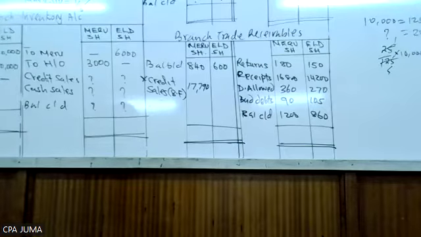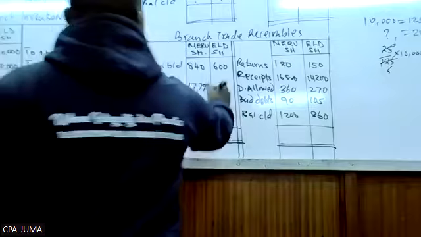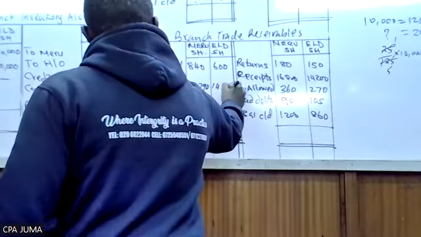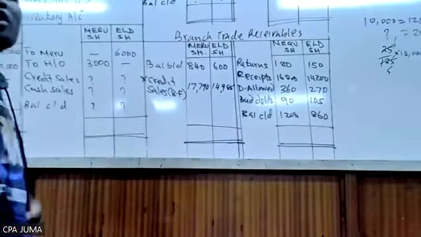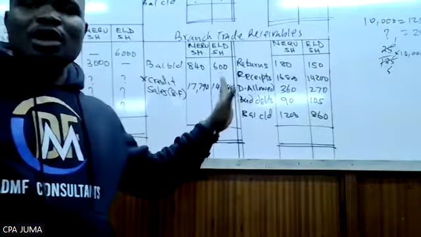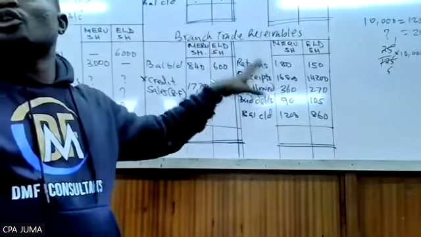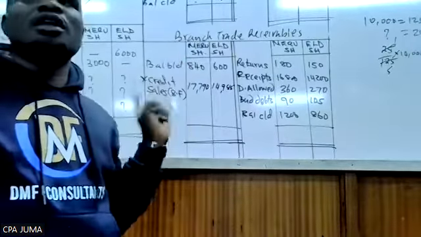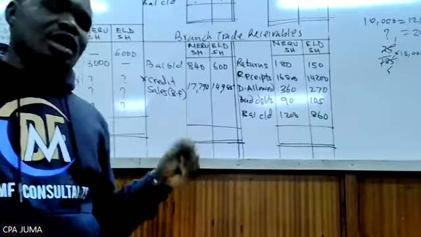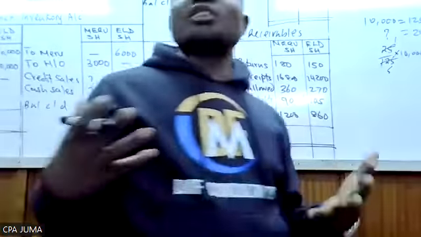So for Eldoret, 14. So those are the credit sales. So I'm saying when you are given brought down for debtors and carried down, automatically that person wants you to get credit sales.